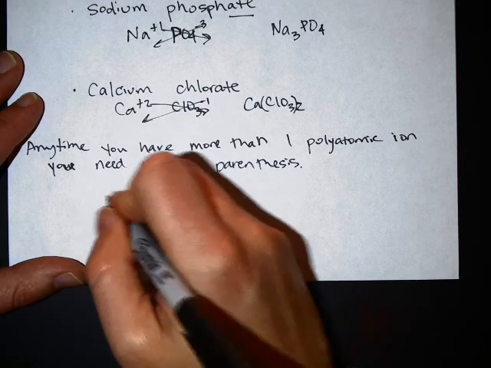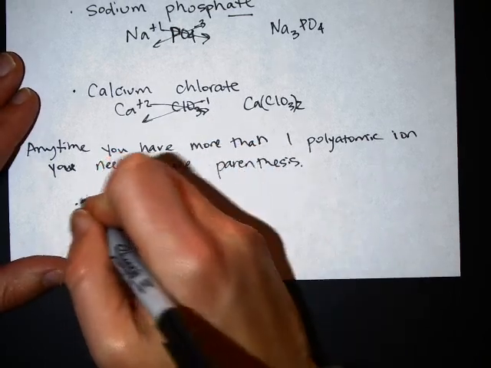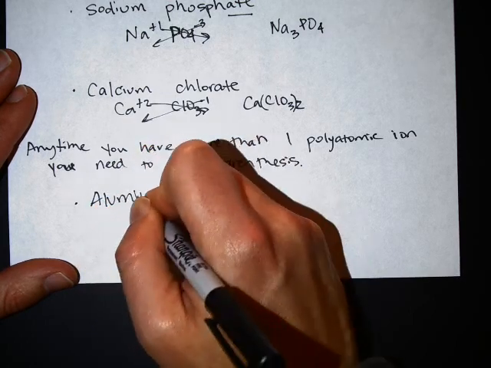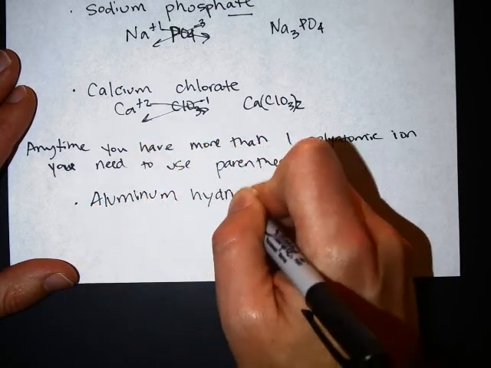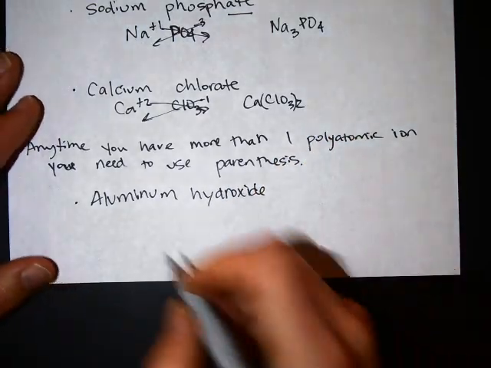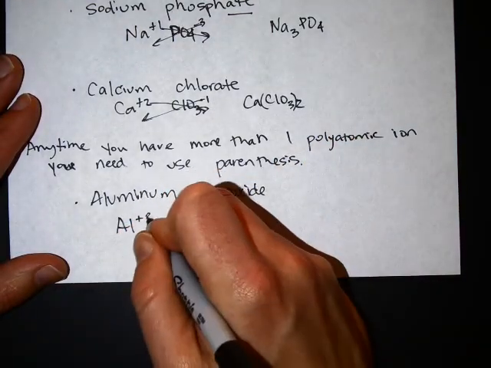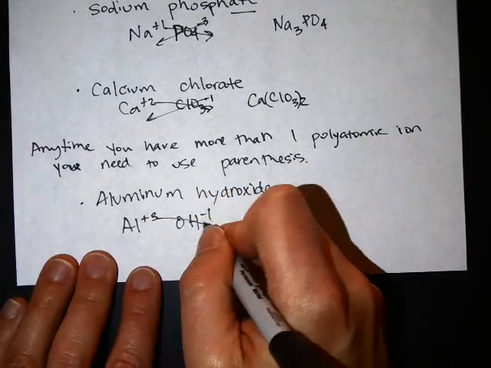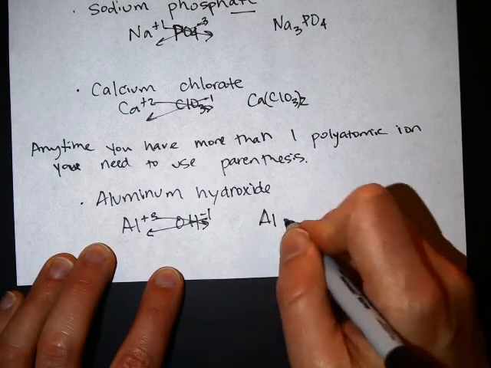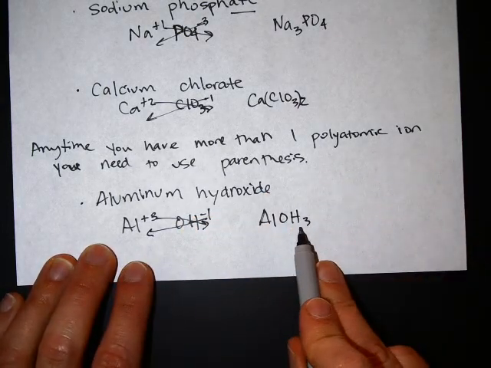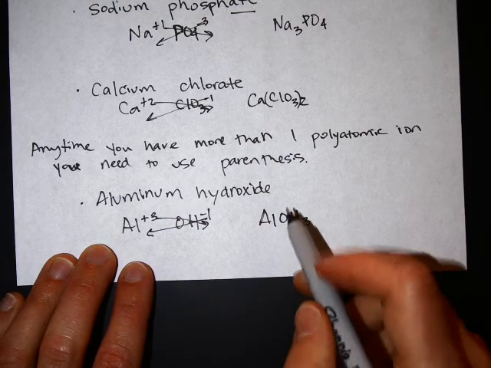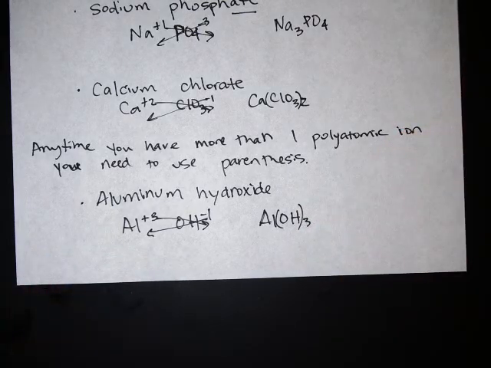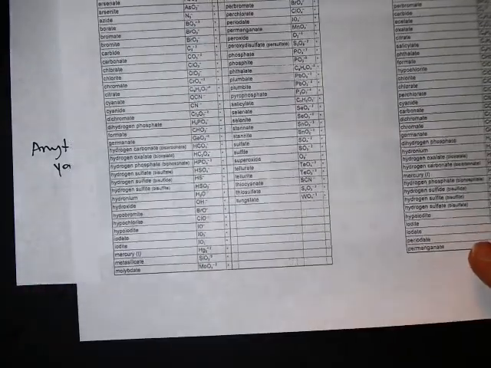So if it was like, let's say, the one that always trips up kids, aluminum hydroxide. And I can do this one really quick for you. Aluminum is +3, and hydroxide is -1. But there's no number there. But if I just take my 3 and put it there, and wrote this, that 3 only applies to the H. But really it should apply to both the O and the H, and so I need to use parentheses there as well. So anytime you have more than 1 of these after you crisscross, you should use parentheses.